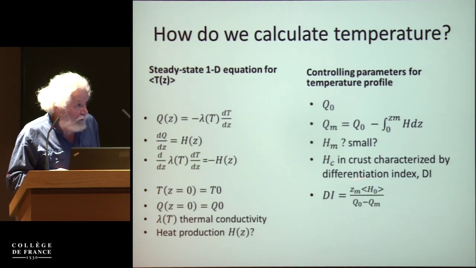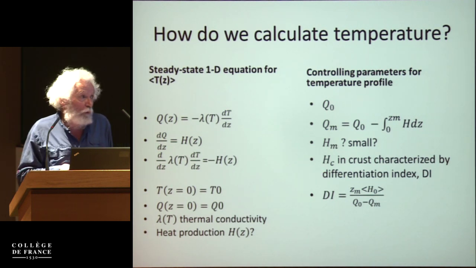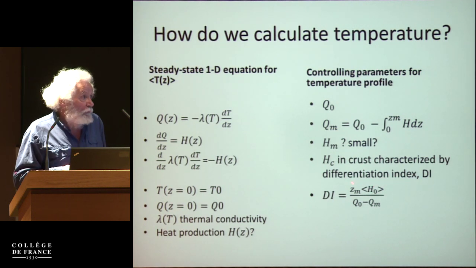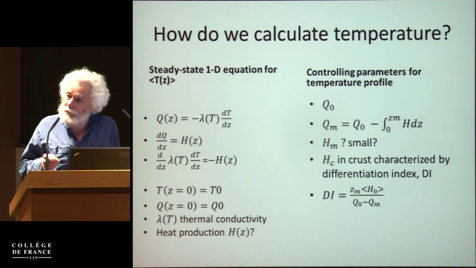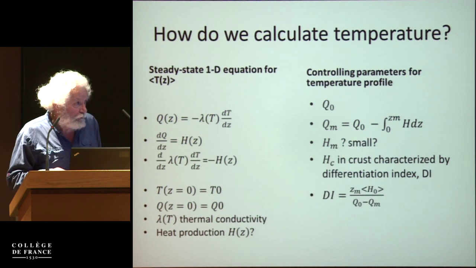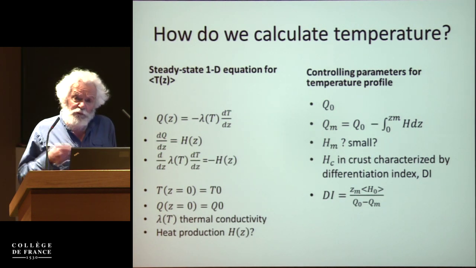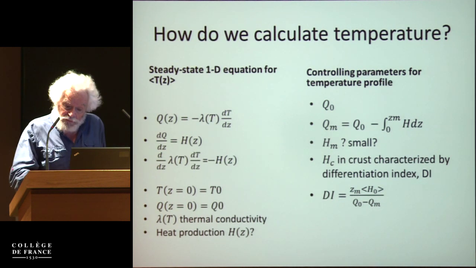Heat production in the crust varies vertically, and the way we characterize this is by looking at a parameter that we call the differentiation index, which tells you how much the upper crust is enriched relative to the lower crust. So we measure the average upper crustal heat production and compare it with the average total crustal heat production, the vertical average. These are the three parameters that we are going to use to try and determine temperature profiles.